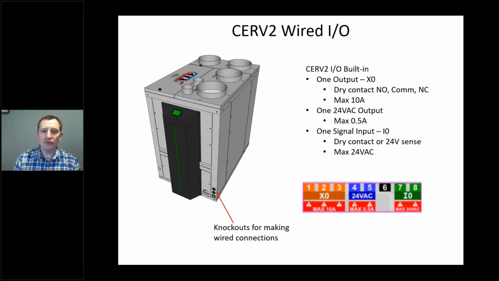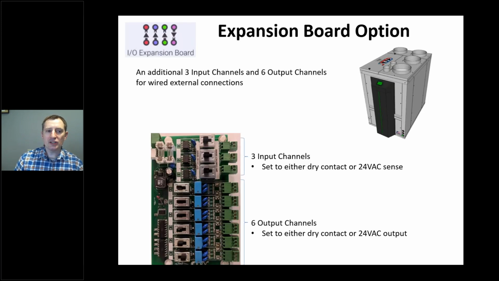Built into the unit itself, there's one output, a dry contact, normally open, normally closed. There's one 24-volt AC output, and then there's one signal input. So that would be built into the standard unit that you can wire to this way. We offer an expansion board that expands to three additional inputs, as well as six output channels. So if you have multiple things wired to it, I'll go over zone dampering later, but that's something that can be controlled directly through the expansion board.